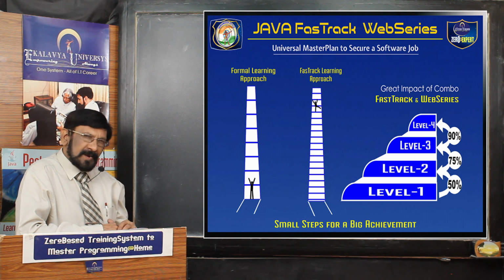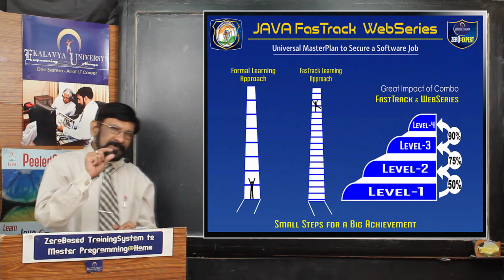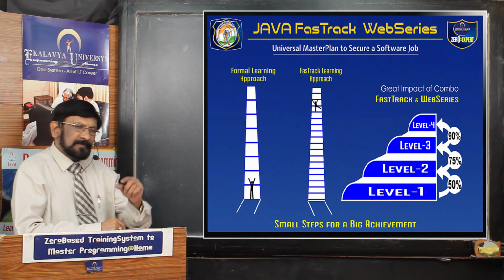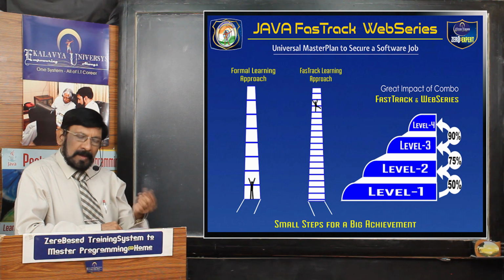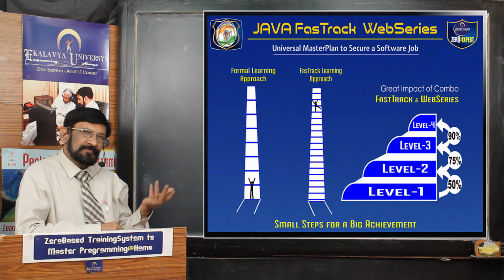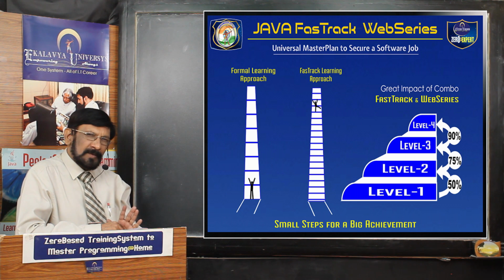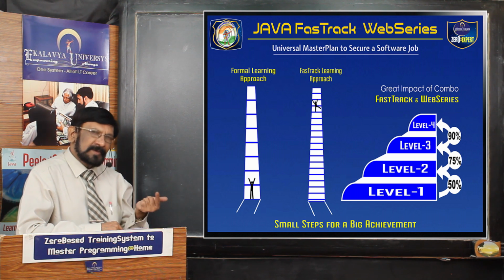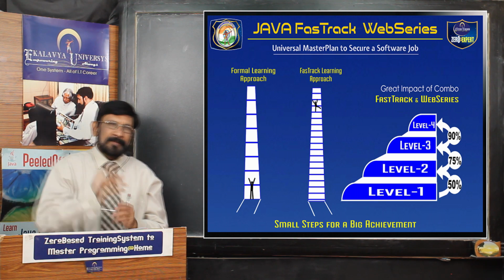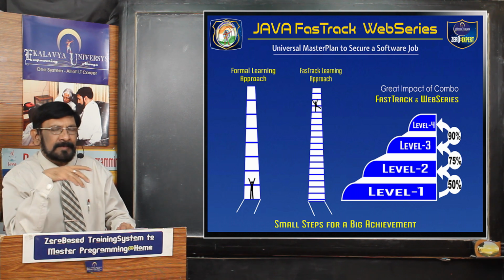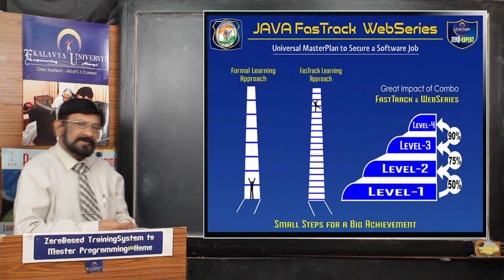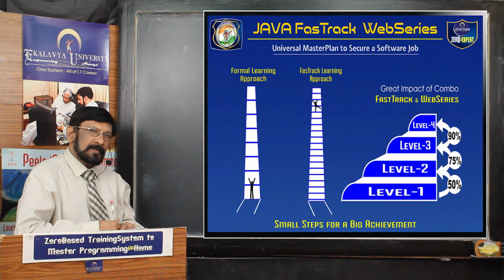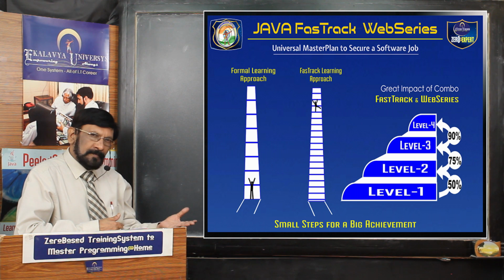But in the second approach, the fast track approach, small steps. With every step, you can climb a certain extent. Ultimately, with small steps only, you can achieve a bigger task. This is a model. You have already experienced this model in the Feel Good Web Series. From day one onwards, you start writing the program. At the end of that, you wrote almost a 50 to 60 lines program formally. You thought like a professional and worked like a professional.